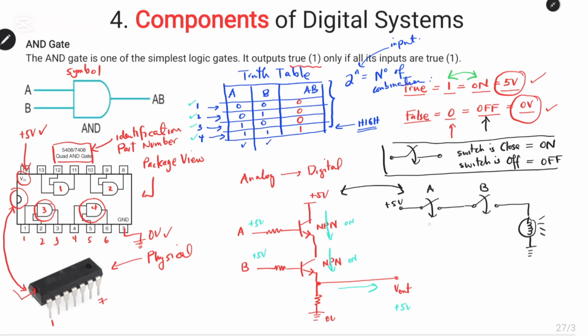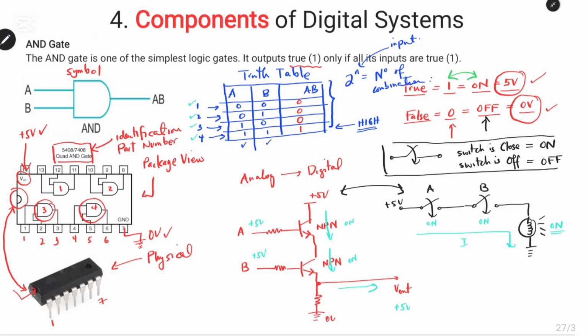In the switch equivalent circuit, we say the first switch is on, the second switch is on. Therefore, we now have the flow of current in this closed loop circuit. And what will happen to this light bulb? The light bulb will glow.